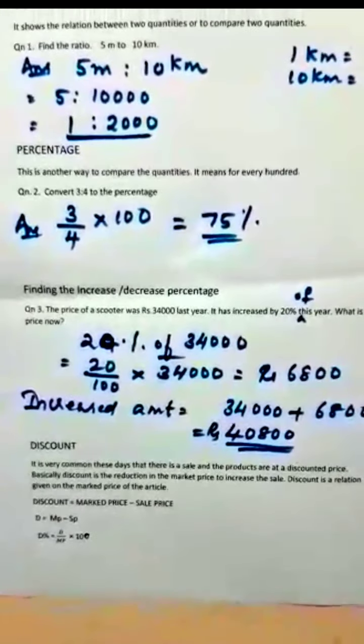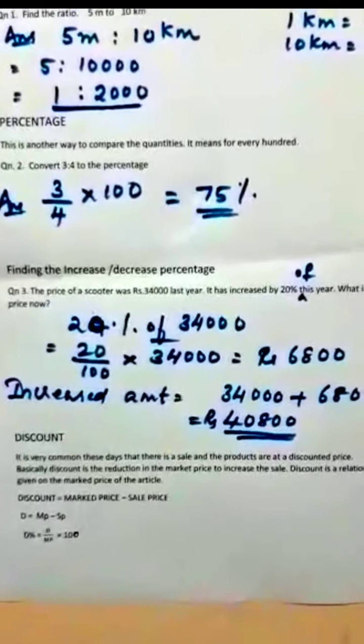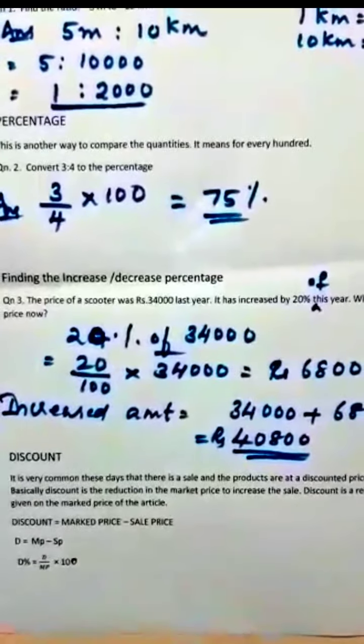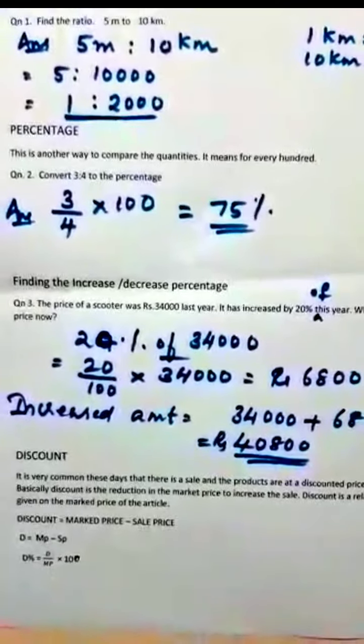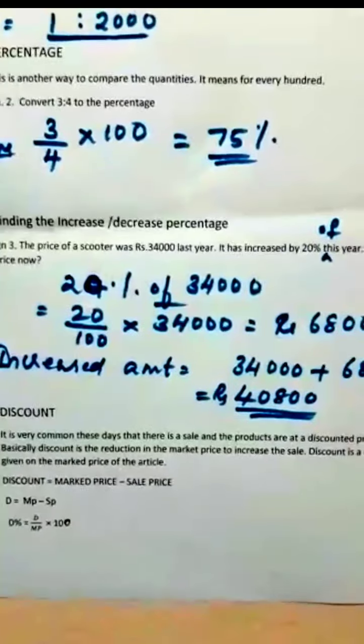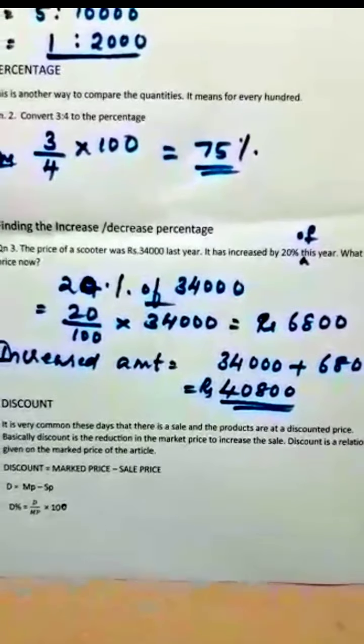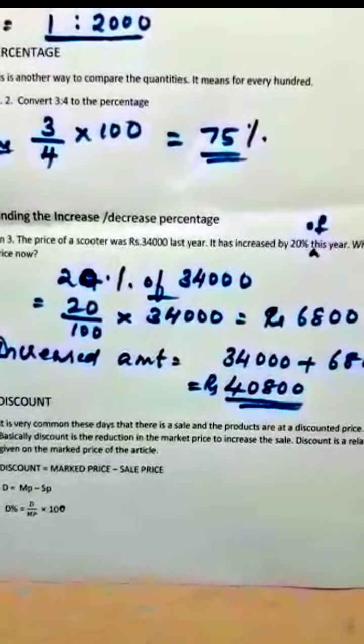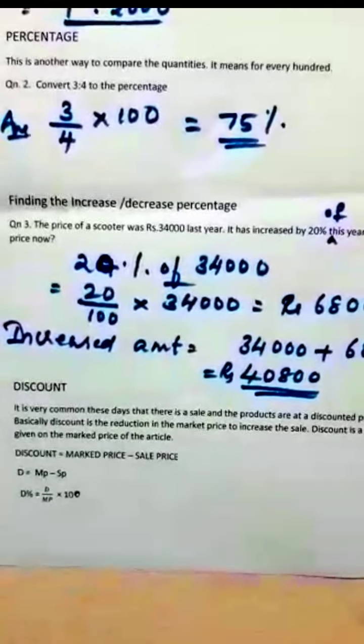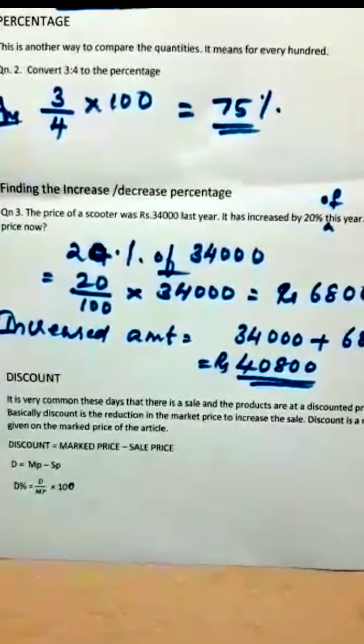The next topic is the discount. It is very common these days that there is a sale and the products are at a discounted price. Basically discount is a reduction in the market price to increase the sale. Discount is a reduction given on the marked price of an article. So the formula we can say is based on the marked price.